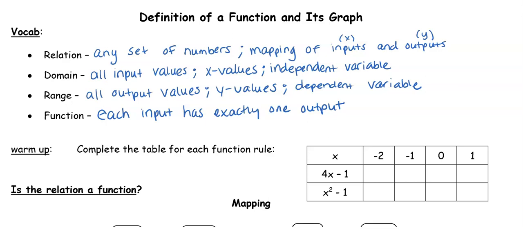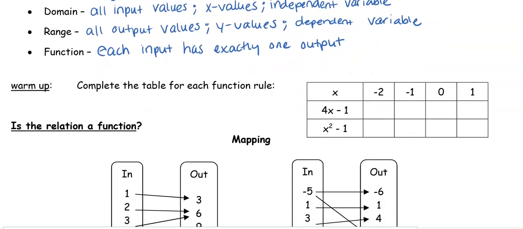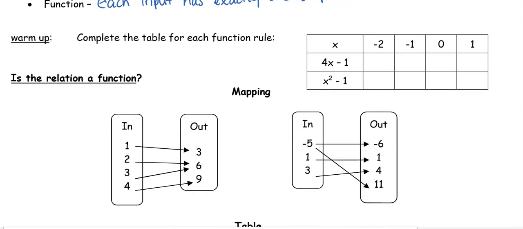All right, so let's look at this in the equation world. We have our warm-up: complete the table for each function rule. So we are going to be plugging values into our equation. These are our given x's. For 4x minus 1, we want to find out what that value is when x is negative 2. So 4 times negative 2 minus 1, negative 8 minus 1, negative 9. 4 times negative 1 minus 1, that's negative 4 minus 1, negative 5.